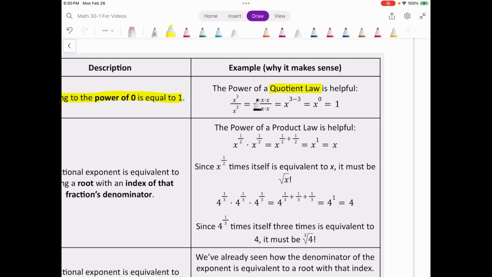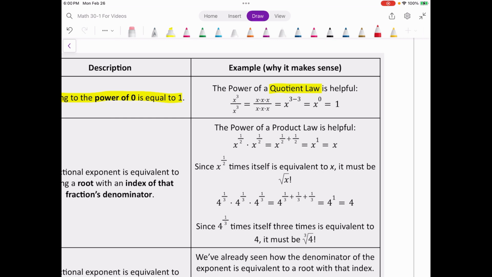Well, x cubed is just x times x times x over x times x times x, right? Our power of a quotient law says we can look at this as x cubed over x cubed, so we can subtract those two exponents, right? And 3 minus 3 is 0. So x to the power of 0 is just 1, right?